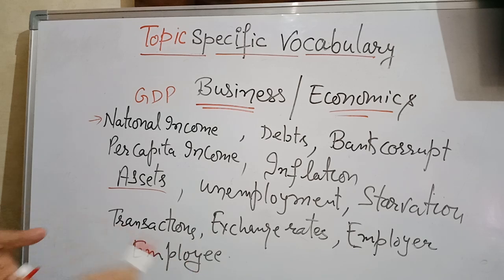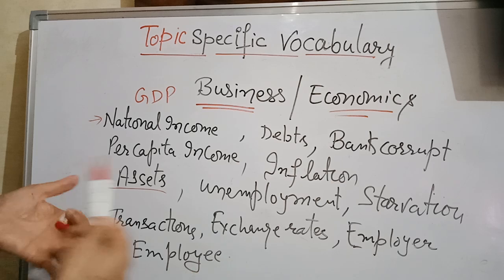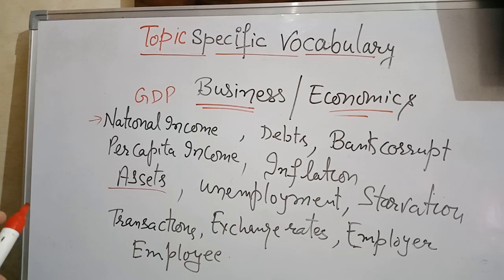Transactions mean the daily give and take of money, they are called transactions. Suppose you deposit money in the bank, this is called a transaction. Exchange rates, currency exchange rates, how many rupees you get in exchange for $1, for example around 74-75 rupees, so this is called the exchange rate. Employer means owner of a company. Employee means worker, servants, or subordinates.